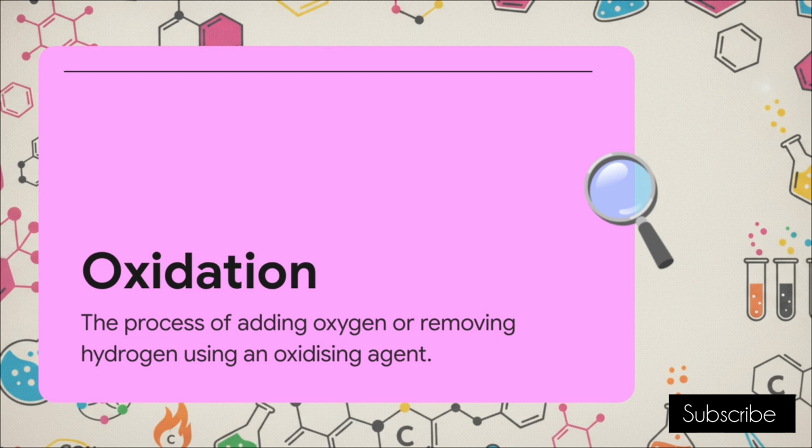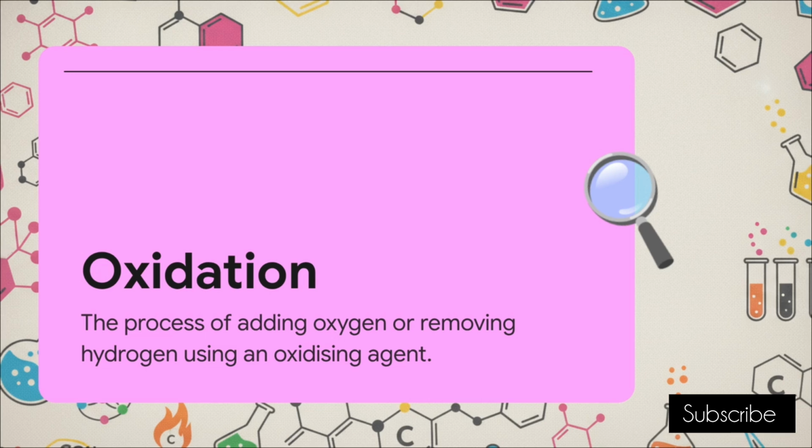To make this happen, we use what are called oxidizing agents. Basically, these are just substances that step in to supply the needed oxygen. Excellent examples include alkaline potassium permanganate, that's KMnO4, and acidified potassium dichromate, which is K2Cr2O7.